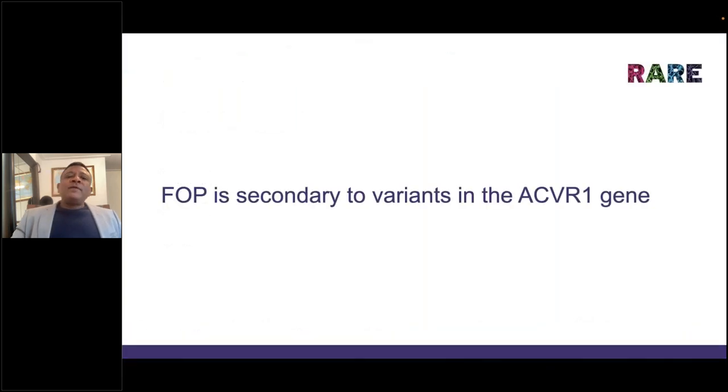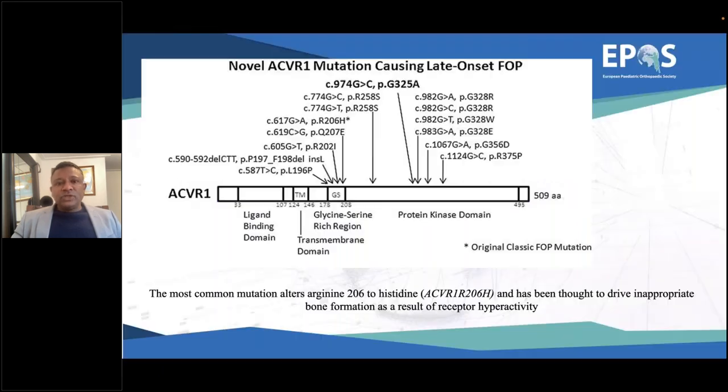So fibrodysplasia ossificans progressiva is a genetic condition. We call it an autosomal dominant condition, meaning that only one gene copy is affected and causes the disease. But very rarely is this condition inherited. Most of the mutations that occur in the ACVR1 gene are de novo. So these are gene changes that occur at the time of conception. And simply, the condition is so incapacitating that affected individuals generally do not reproduce.